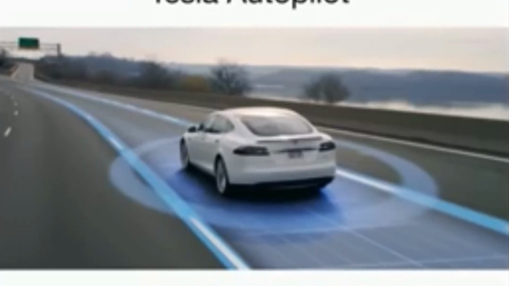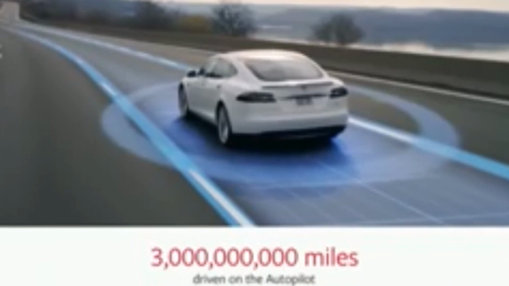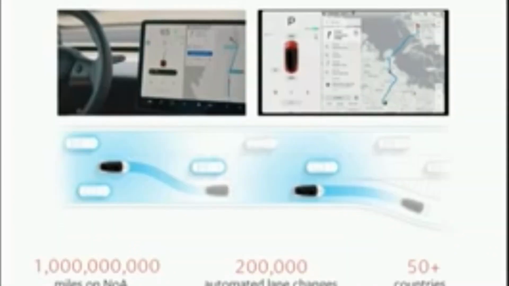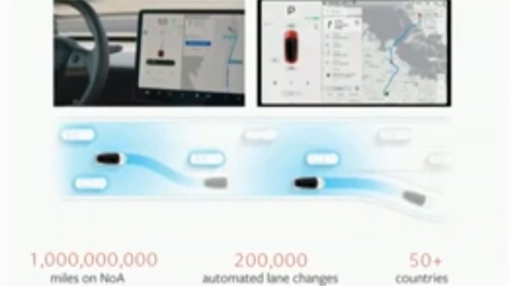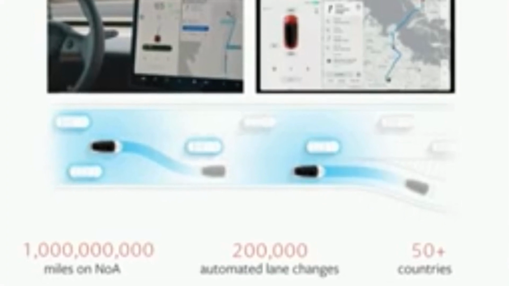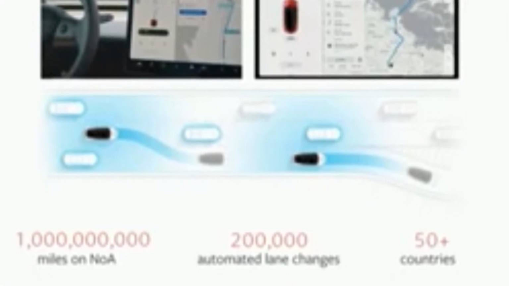For basic autopilot, which is the included software with every car, he had about 3 billion miles collected. For enhanced navigate on autopilot, they had about 1 billion miles driven at the time. They had 200,000 automated lane changes and cars driving with this feature in more than 50 countries, which is really important when you think about global distribution. And the fact that they have 50 different versions of the software is like, oh. Again, I just can't believe how complicated this whole project is.